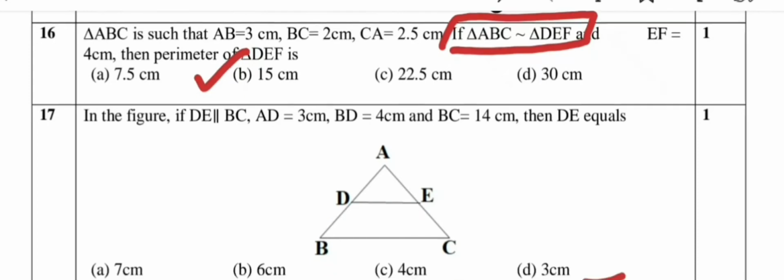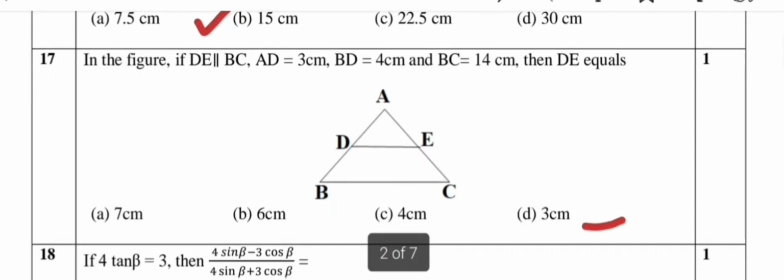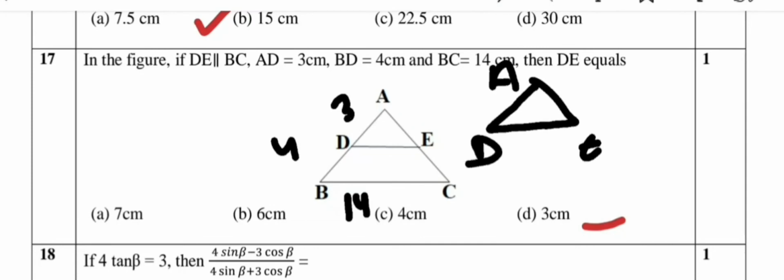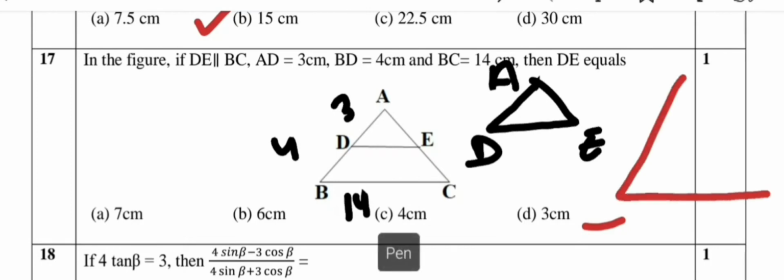So let us see which is the correct option. Option B is the correct option, that is 15 centimeter. Now next question. Question number 17. In the figure, if DE is parallel to BC, AD is 3 centimeter, BD is 4 centimeter, BC is 14, then we have to find the length of this side DE.